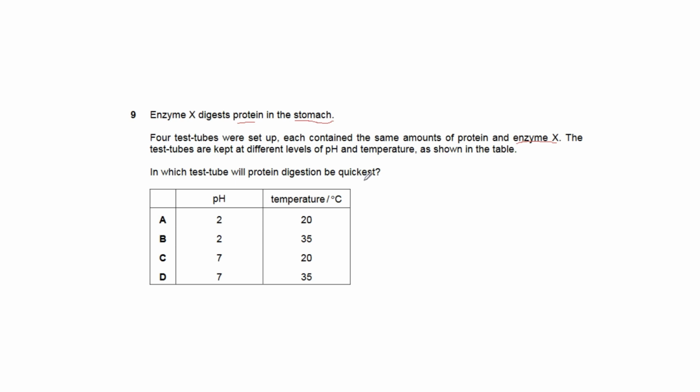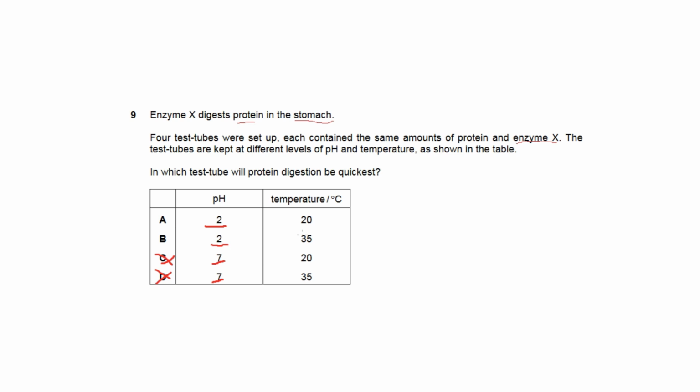Well, first of all, we know this is in the stomach. So, because of that, it would be fair to assume that a pH of 2 will work better than a pH of 7, because enzymes in the stomach are adapted to the low pH. So, it must either be A or B. We can now totally forget C and D. So it's either A or B.